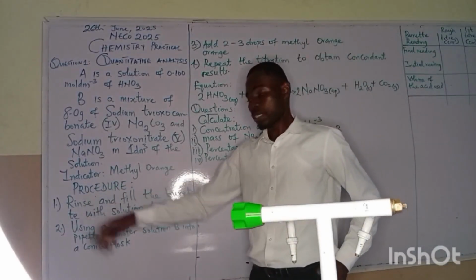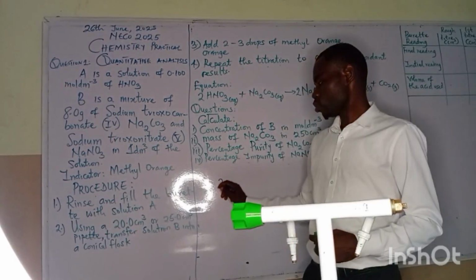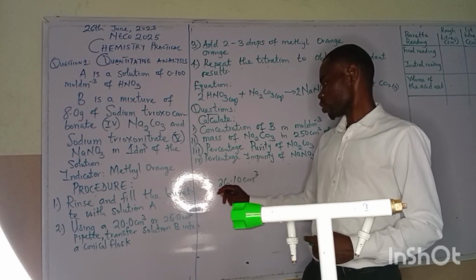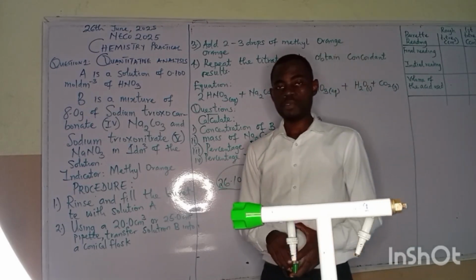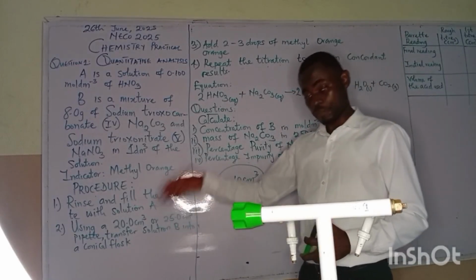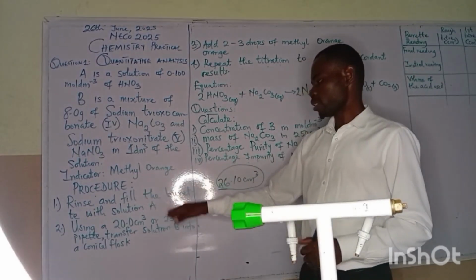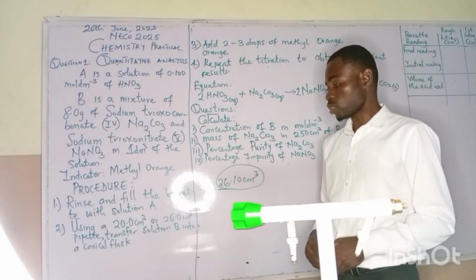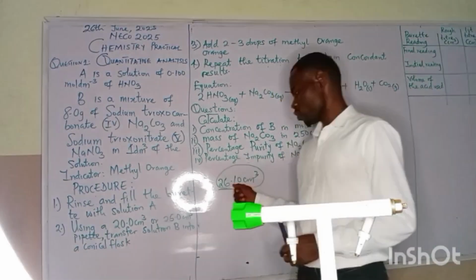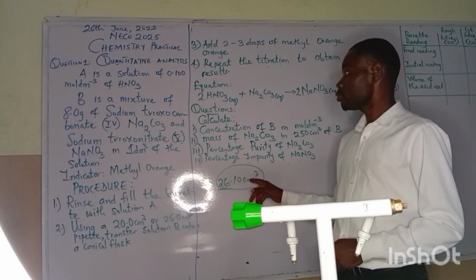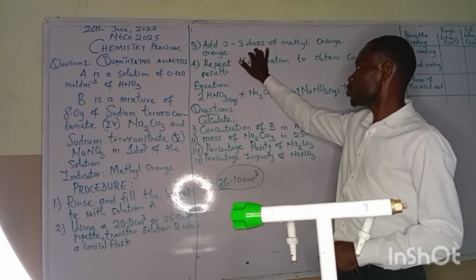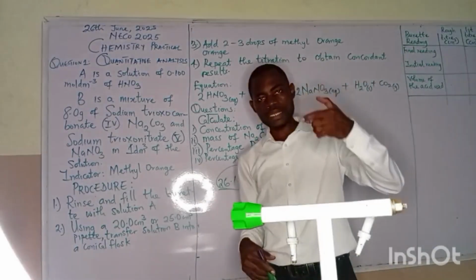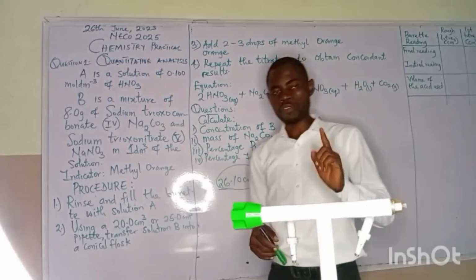So, procedure. When I did the practical, my theta value was 26.10 centimeter cube. I now want to do the calculation and solve questions based on this theta value, 26.10. Let's read the procedure quickly, which I did in the previous video. Rinse and fill the burette with solution A. As usual, the acid will be inside the burette, and using a pipette of 20 or 25 centimeter cube, I used 25 centimeter cube and got my theta value of 26.1 centimeter cube. They said add 2 to 3 drops of methyl orange and repeat the titration to obtain concordant results. Now, because I did the practical and got 26.1, how will I present my information on my table?